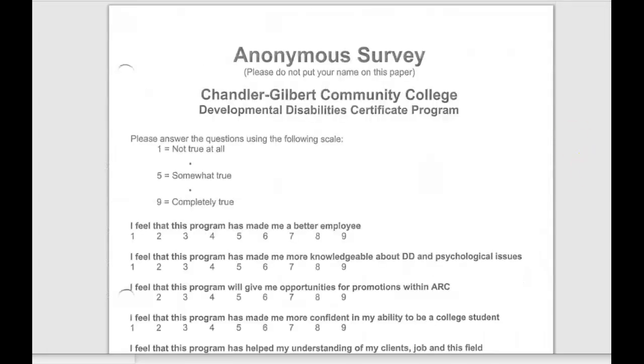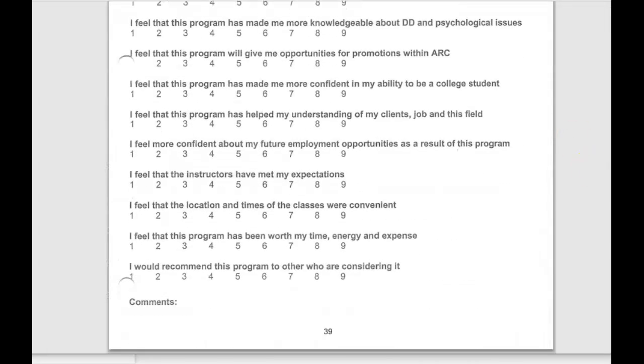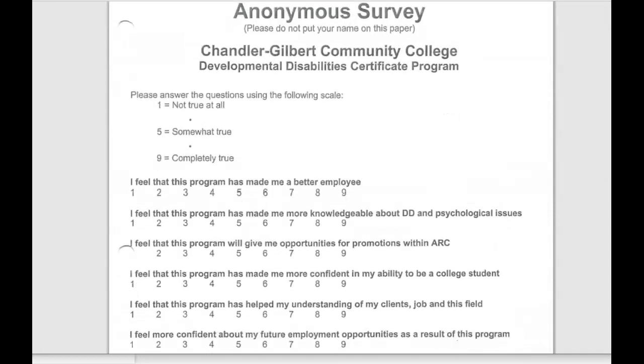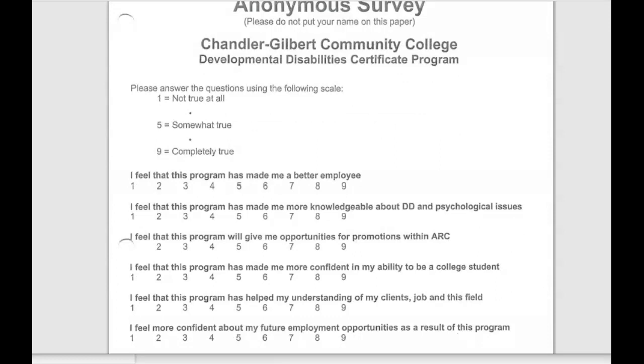Oops, it's upside down, isn't it? I can fix that. This is one that I made and I used, so it must be good, right, if I made it? Well, here is what we had. Employees of a local agency, they work with developmentally disabled adults, called ARC. They took programs that we had at Chandler Gilbert for a developmental disability certificate. Not a college degree, but a certificate of completion.